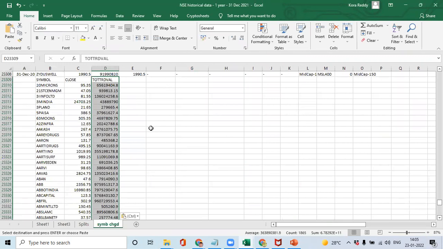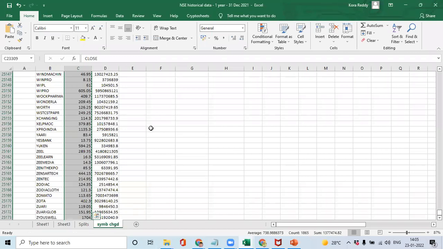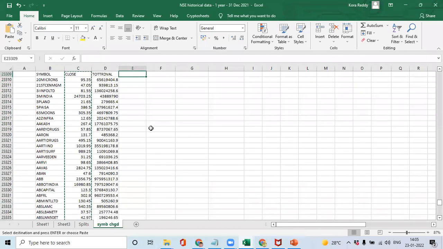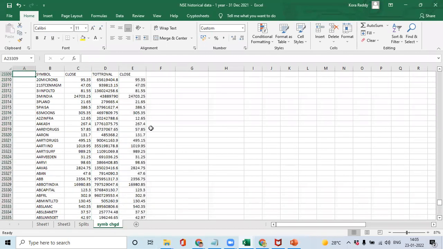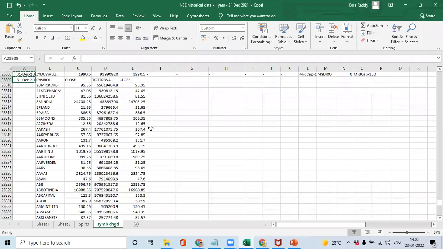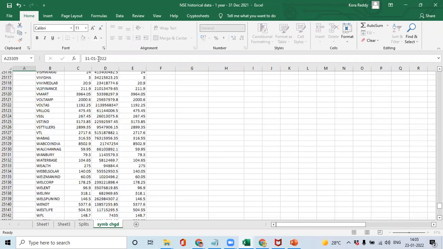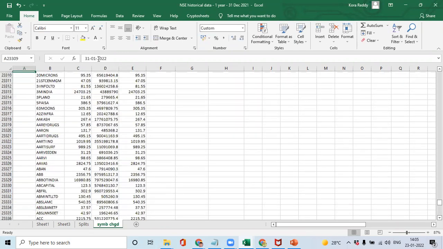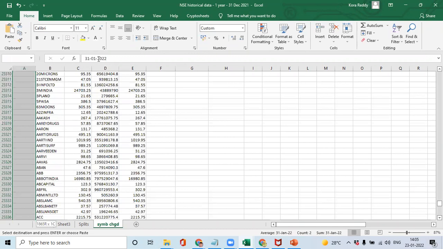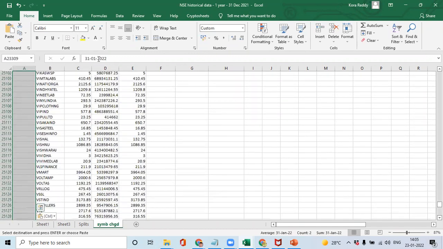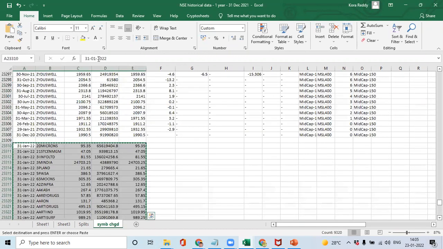Traded value and the same. Close and date, today's date, that is 31st January 2021, sorry, 22. And I don't require this, I require this.